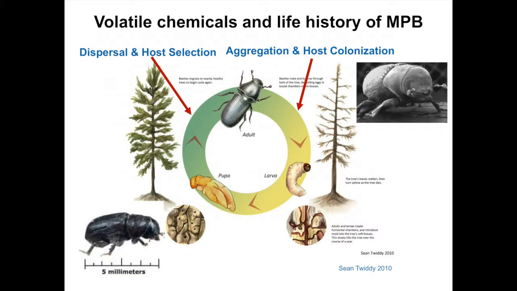But along with the pheromones are also the host compounds, the volatile host compounds. So during the dispersal, host selection, and the aggregation and host colonization part of mountain pine beetle's life cycle, these volatile chemicals from both the trees, hosts, and from the beetles are needed for these behaviors to happen.